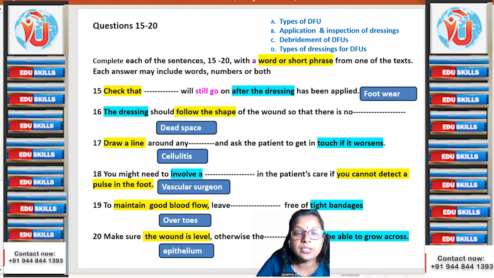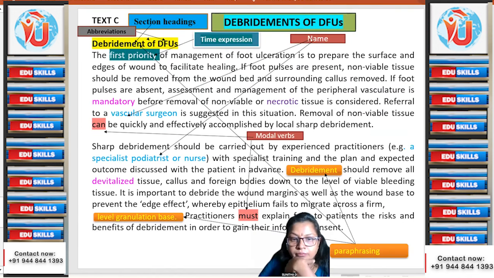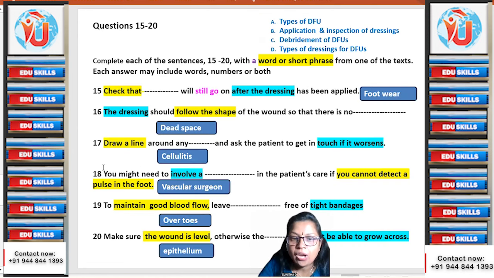Okay, and the last question: make sure the wound is level, otherwise the dash won't be able to grow across. Again, where do we have to go to find the answer? That is in C. The edge effect whereby epithelium fails to migrate across the level granulation base. In the question they paraphrased it: wound is level. So what is the answer? Epithelium.